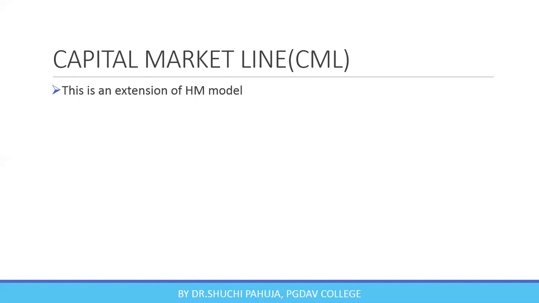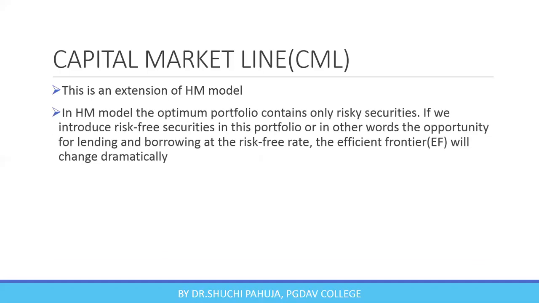If you can recall, the efficient frontier in the Harry Markowitz model was a curve and none of the points was touching the y-axis. That means at no portfolio was the risk of the portfolio zero. Risk-free securities were not there in that, right? So in the extension of the HM model, we are combining risk-free and risky securities. And if we do so, the shape of the efficient frontier changes totally. It becomes a straight line.